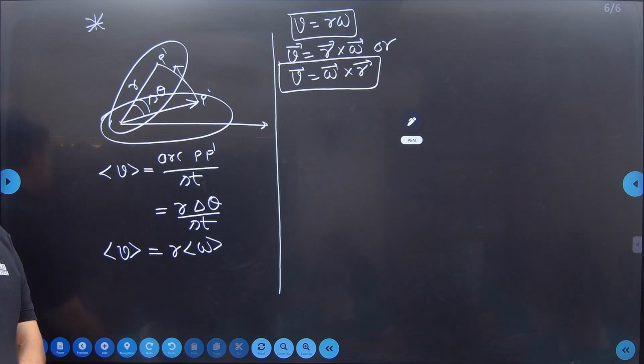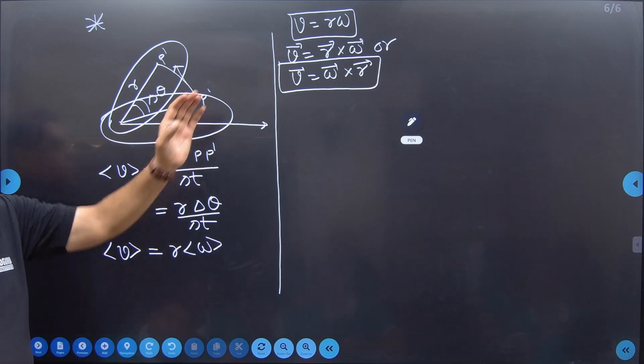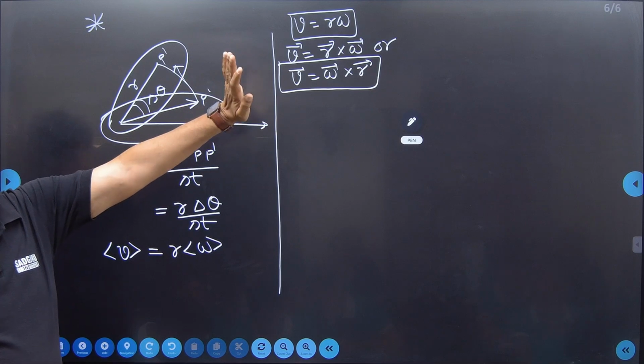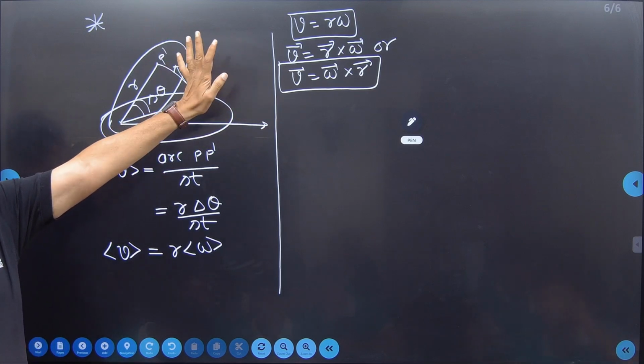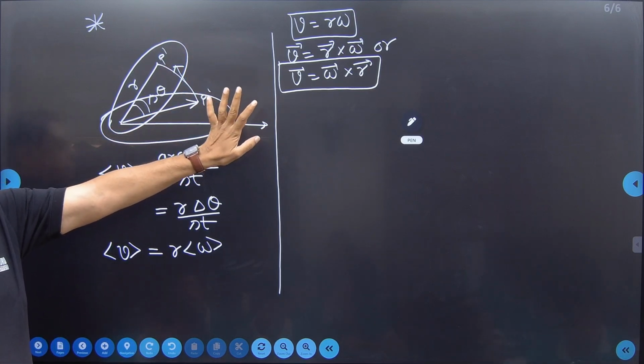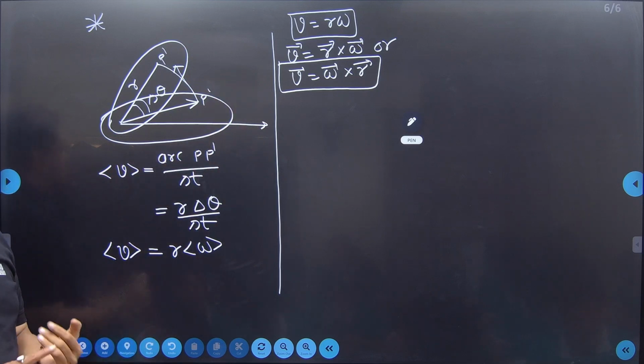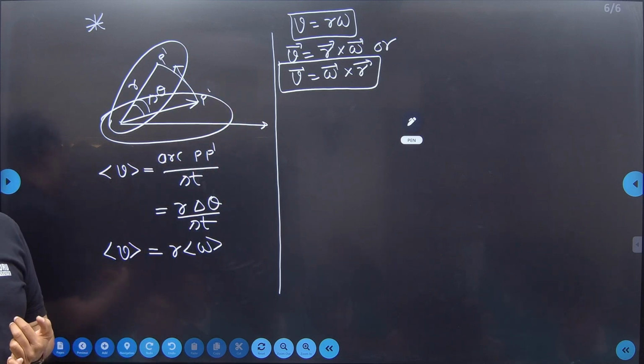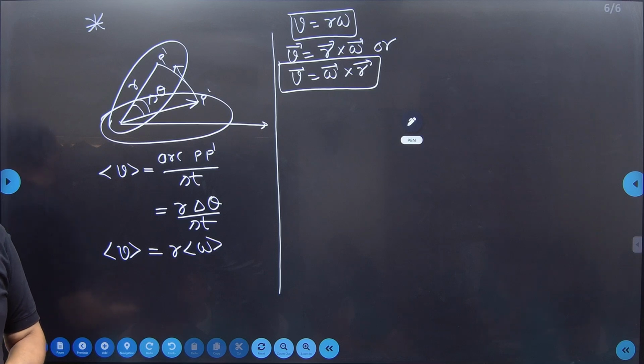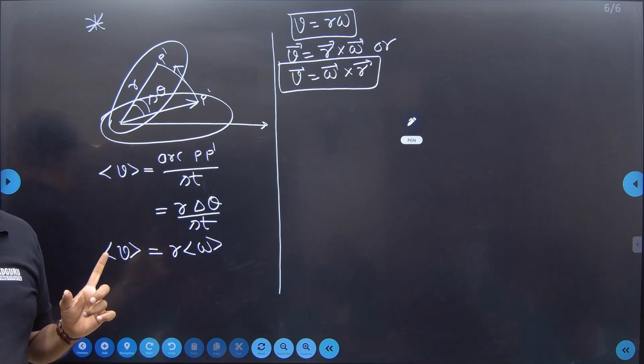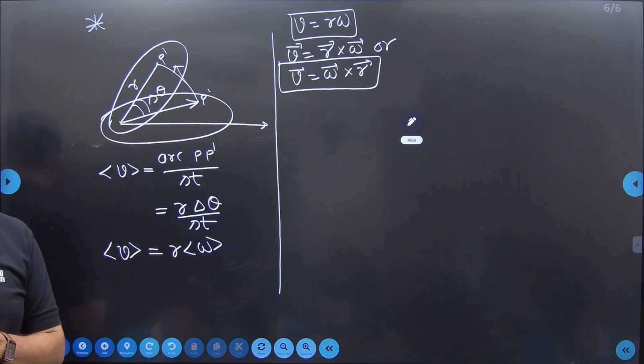Generally we write v equals r omega, but that is for the scalar relation. If I want to represent the vector relation, remember it is not r cross omega, it is omega cross r. R cross omega and omega cross r are in mutually opposite directions. Clear?